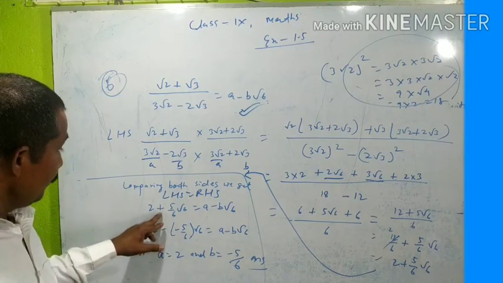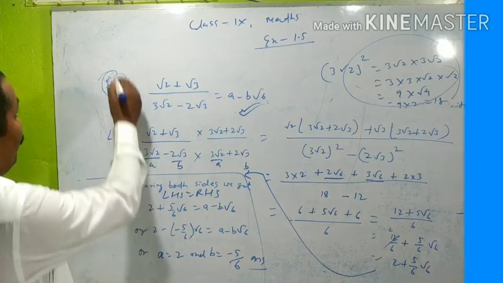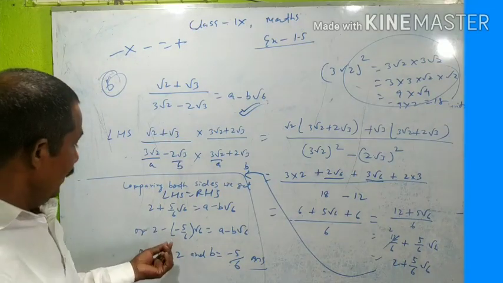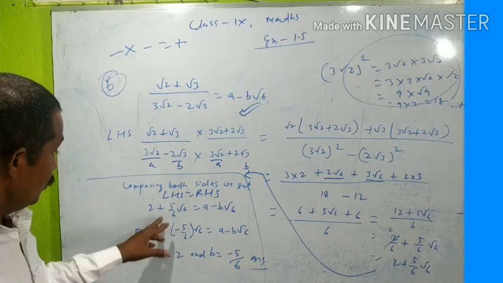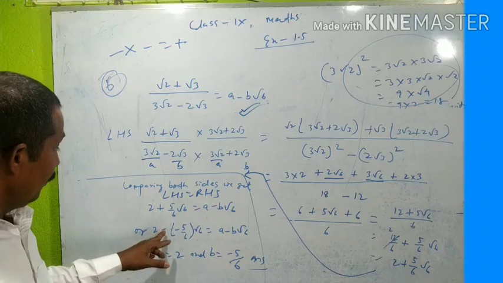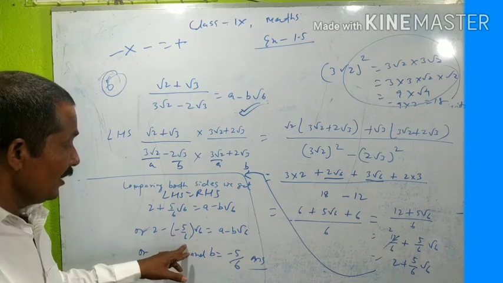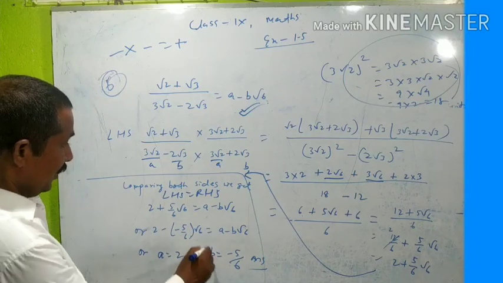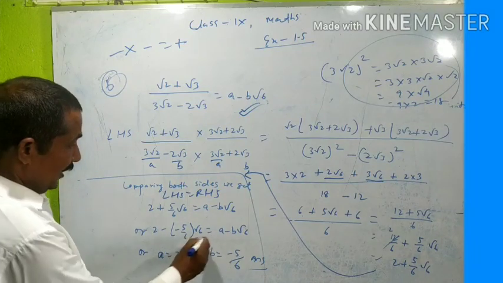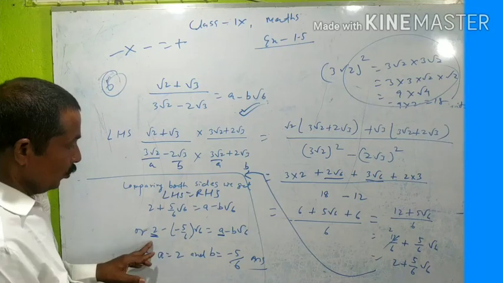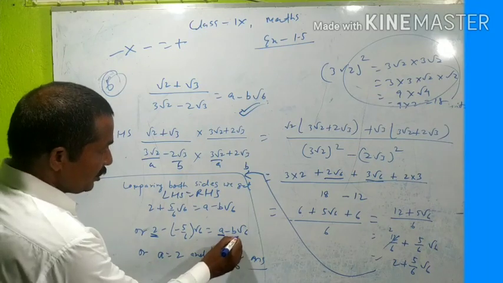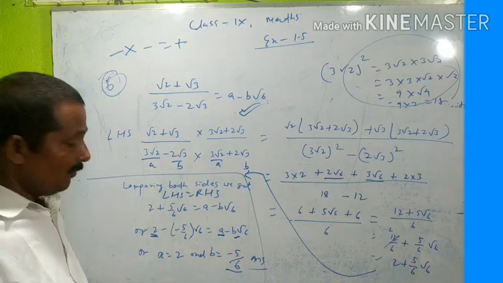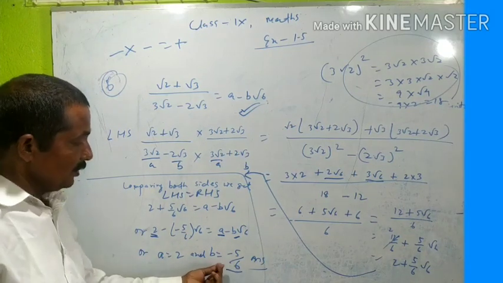This plus has been written as minus into minus. Minus into minus is equal to plus. In the result there is no difference. So plus can be written here: 2 minus 5 by 6 inside the bracket √6 is equal to a minus b √6. Look here, when you compare both sides, in place of a, what is there? 2. So a is equal to 2. In place of b, what is there? Minus 5 by 6. So now we have the value of a is equal to 2 and b is equal to minus 5 by 6.